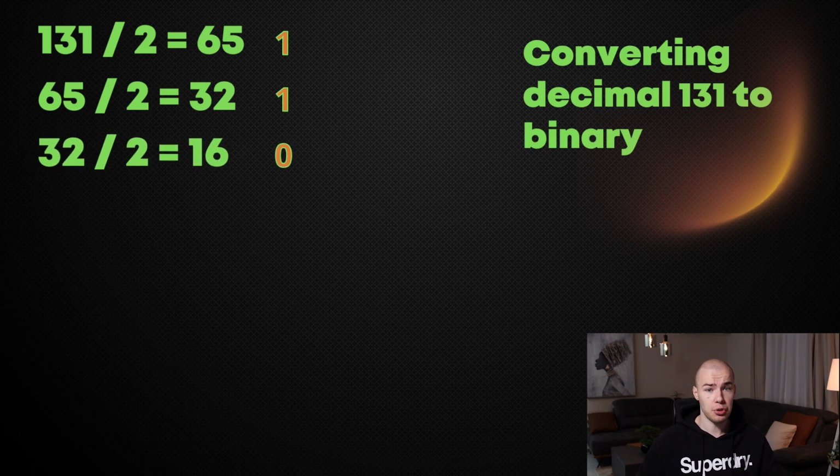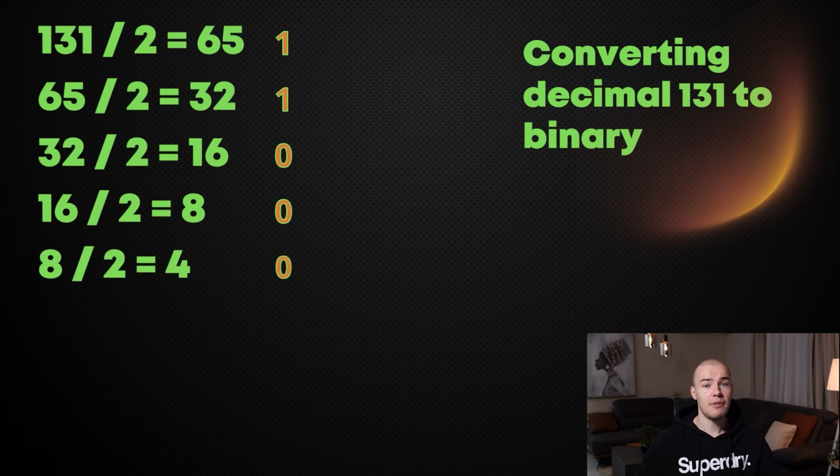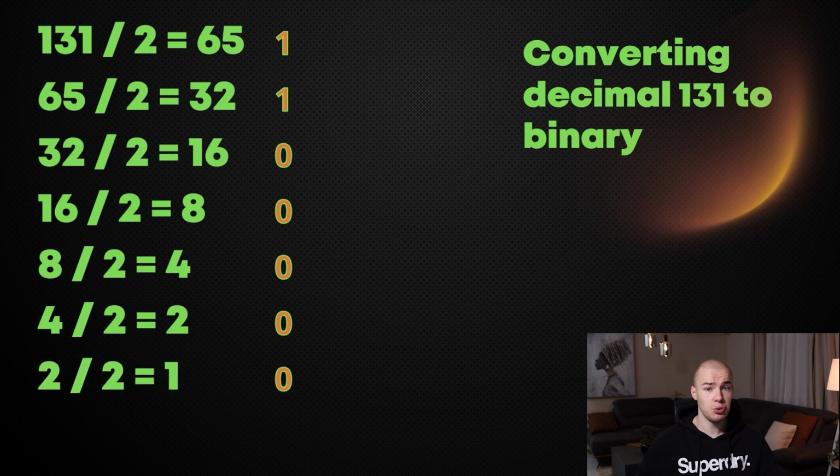Then we divide 32, we get 16 and no remainder. We then divide 16 by 2, we get 8 and no remainder again. Then we divide 8, that is 4, and we have no remainder again. Then we divide 4 by 2, we get 2 and no remainder. Then we divide 2 by 2, we get 1 and no remainder. And finally we divide 1 by 2 and we get 0 and 1 as a remainder.